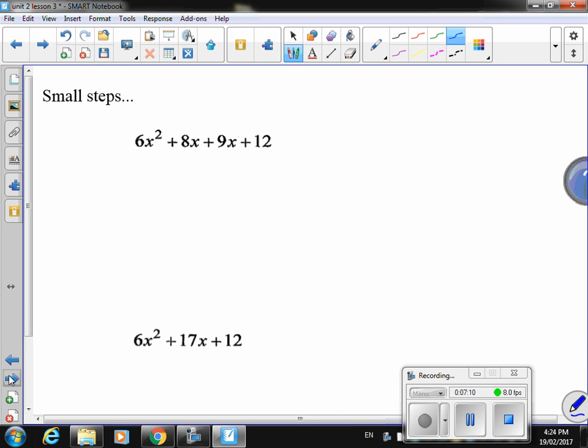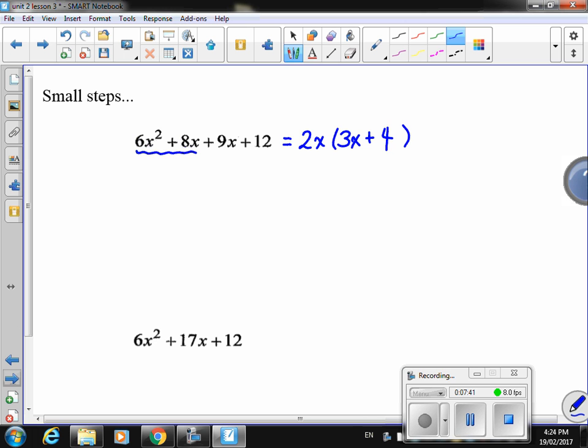Here's a question we've seen before. 6x squared plus 8x plus 9x plus 12. I'm going to factor by grouping. My first two terms, the greatest common factor for those two would be the number 2 and an x. What would I multiply that by to get what I started with? Well, I need 3 and another x for the first term, plus I need a 4 to make it 8. I've already got the x.